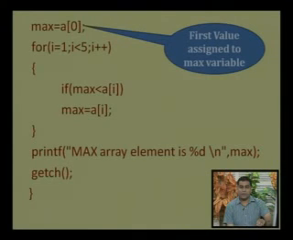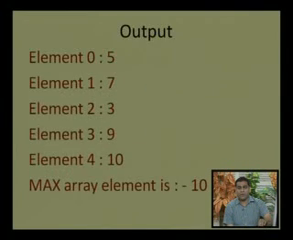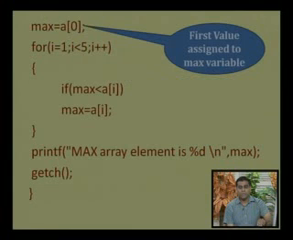Yes, so it will go inside the loop. Now max equal to a of 3, which is 9. So the max value is now 9. Now i will be incremented again. Now it is 4. So 4 is less than 5, yes. So again it will go inside the loop and check. What is the value of max now? 9. So if max is less than a of 4.